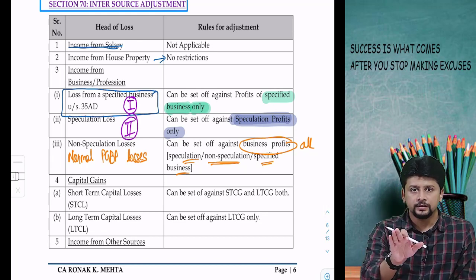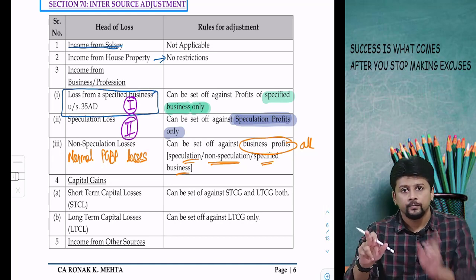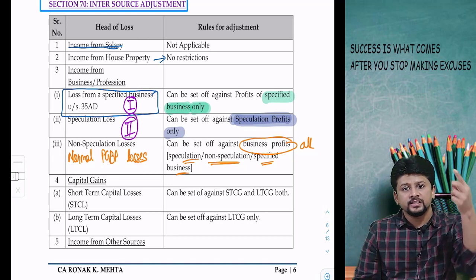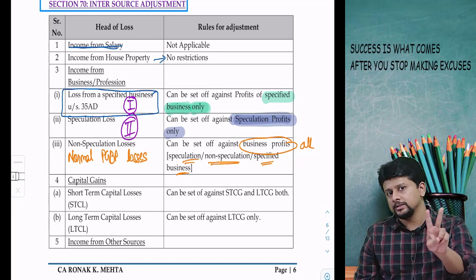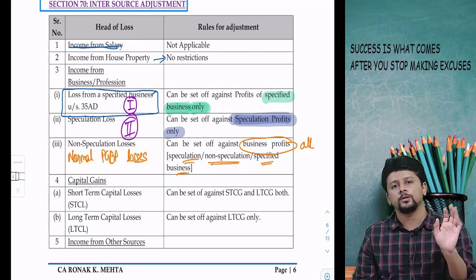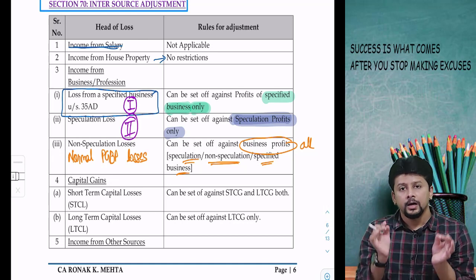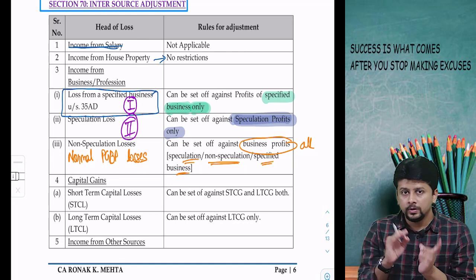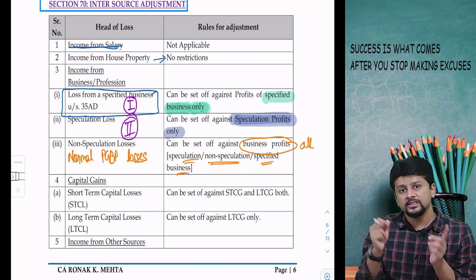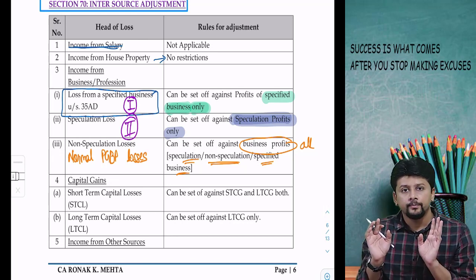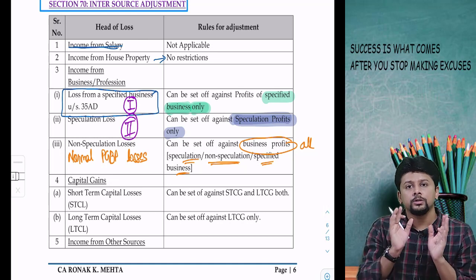Two businesses, one is a non-speculation business, it has a loss. That loss can be set off against the second business's profit. That business could be any business, speculation, specified, non-speculation, does not matter, set off is possible. So if you have a specified loss, you need a specified profit. If you have a speculation loss, you must set it off against speculation profit only. But if you have a non-speculation loss, it can be set off against all three types of profits.